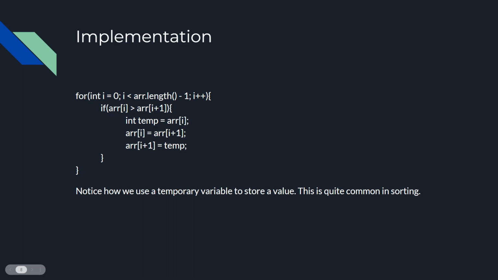And now on to the implementation. Here we use an integer variable called temp, or just a temporary variable. This is very common in sorting algorithms when we need to temporarily store a variable somewhere, so that way we can put it in a different array index.